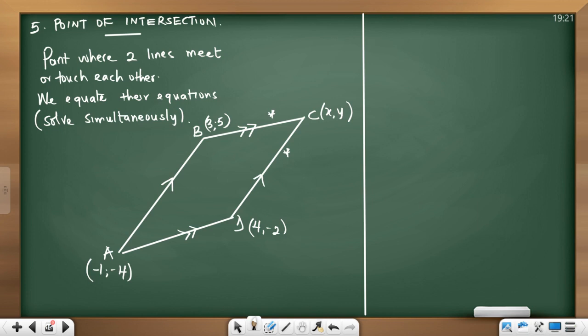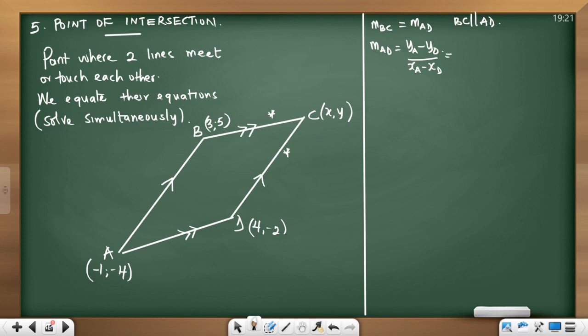Okay, now let's find the gradient. So we said the gradient of BC, MBC, is actually equal to the gradient of AD. Why is that so? Because BC is parallel, we looked at this, to AD. So we have the coordinates of A and D, so I can use that quickly. YA minus YD over XA minus XD.